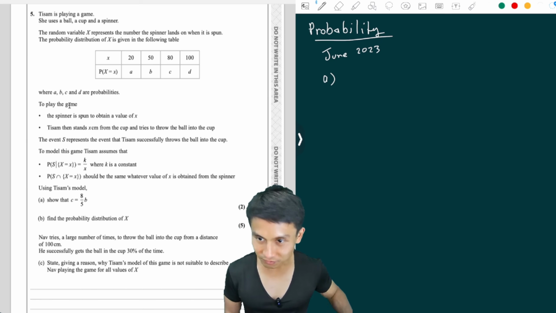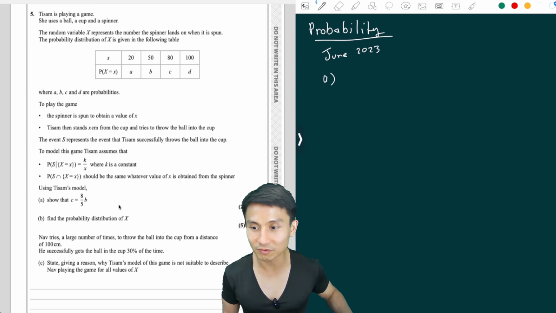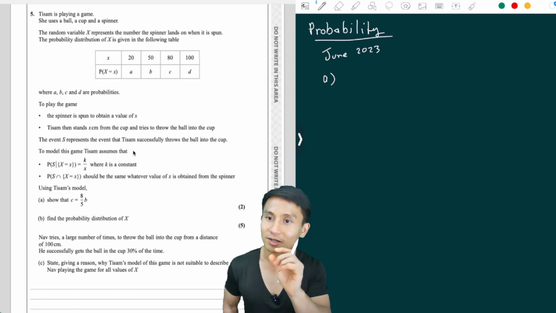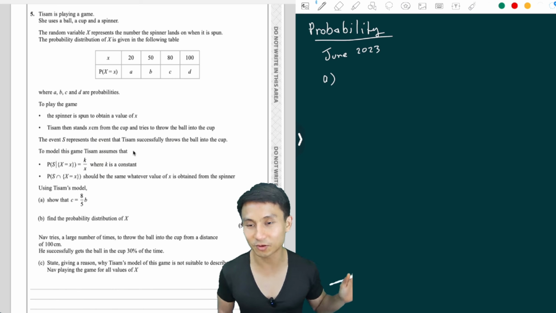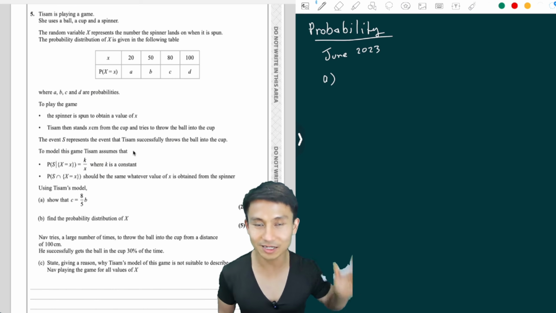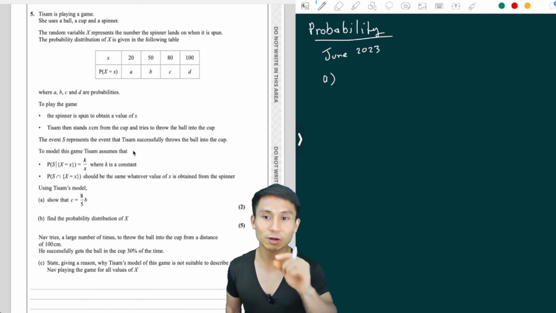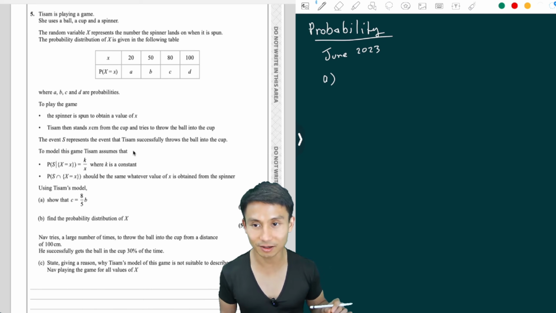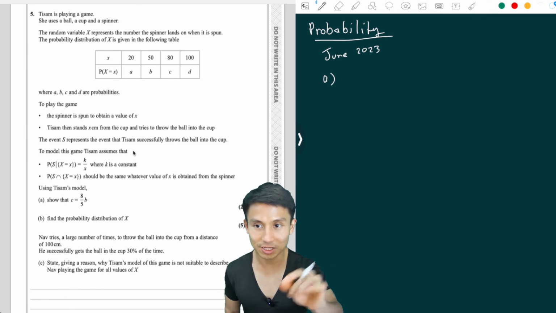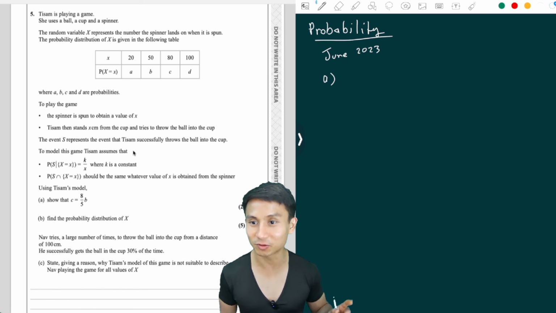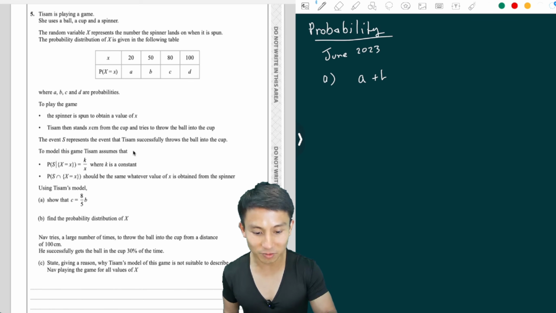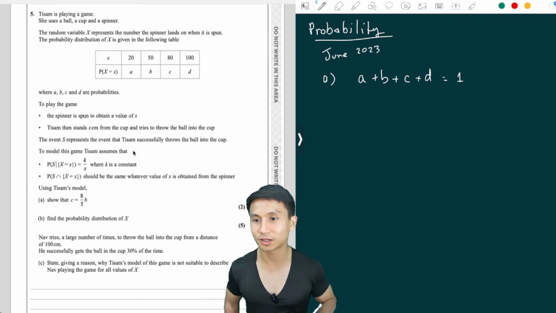After you have read all the information, we're going to solve part A: show that C equals 8 over 5B. At the very least, glance at the table. You know that this is a probability distribution, or sampling distribution, whatever you want to call it. When we sum up the probability values P(X = x), we should get 1. That's the very least we can do whenever we see this. No matter what information they give you, this is the law: they sum up to 1.